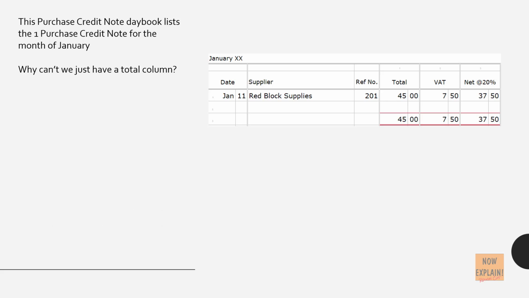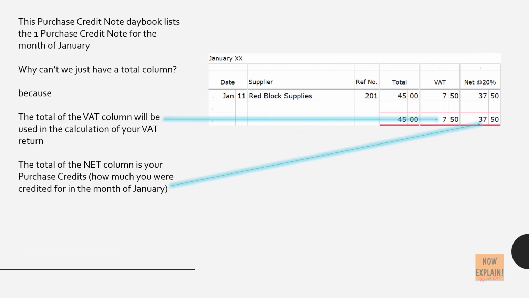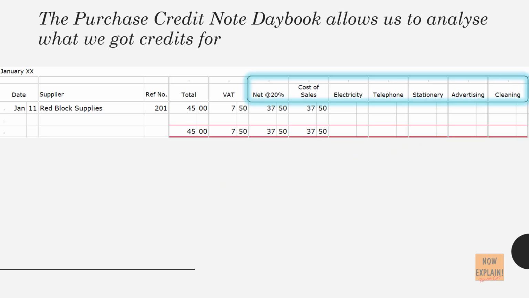Why can't we just have a total column? Because the total of the VAT column will be used in the calculation of your VAT return. The total of the net column is where your purchase credits, how much you were credited for in the month of January, is recorded. VAT and net are needed for you and your business. The Purchase Credit Note Daybook allows us to analyse what we got credits for.